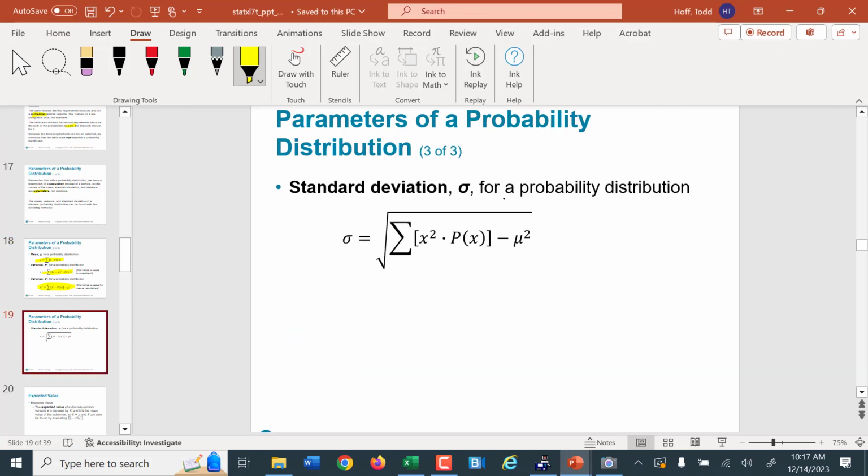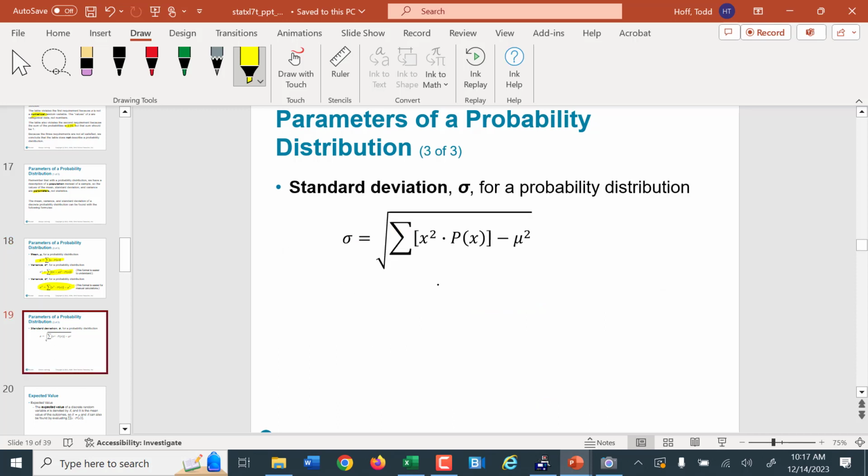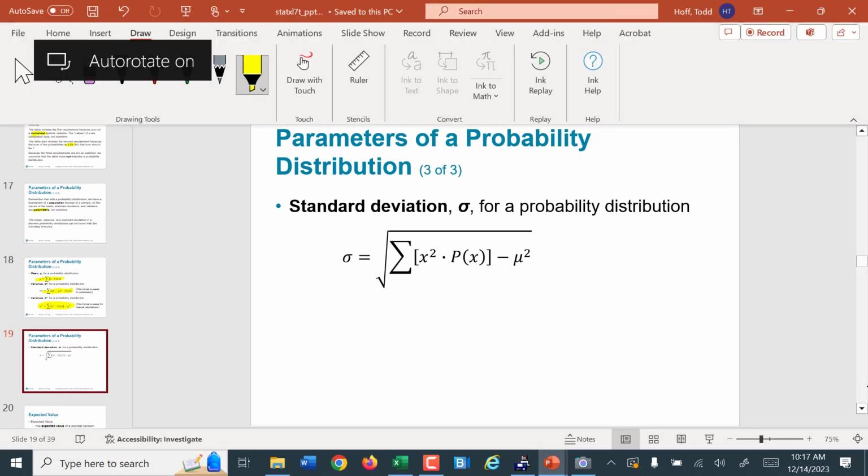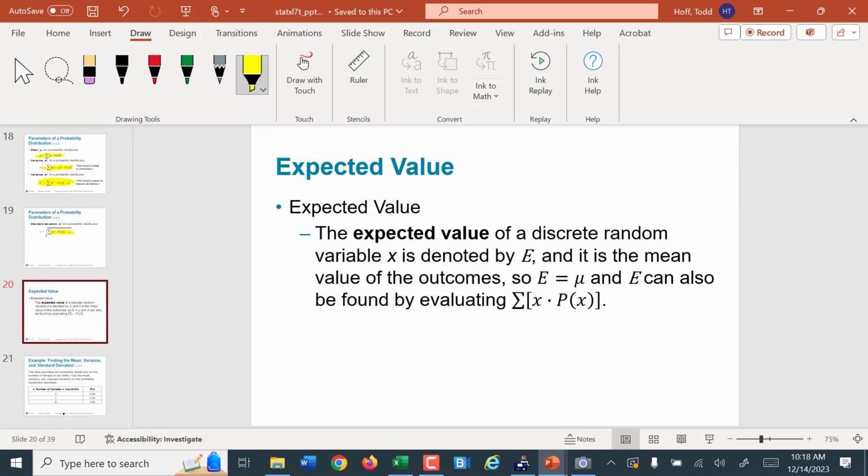So the standard deviation, as I mentioned, is just the variance and then take its square root. Whichever variance, this one uses the second variance formula, but whichever formula for the variance that you want to put under the square root will work just fine for the standard deviation.